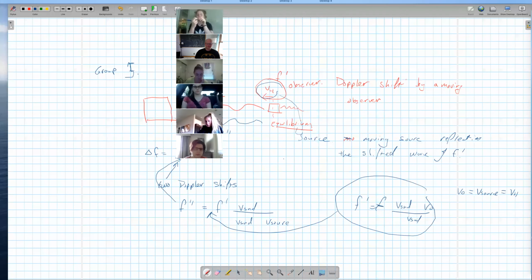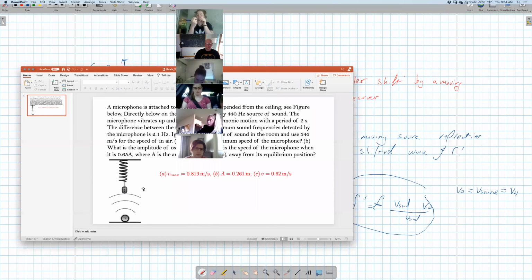So the second one, let's go back to this one. Again, here there's a Doppler effect. What's happening is that when the microphone is moving toward the speaker, it's Doppler shifted up. But when the microphone is moving away from the speaker, it's Doppler shifted down. And what this is saying is that the difference between the Doppler shift up and the Doppler shift down is simply equal to this beat frequency of 2.1 hertz. Okay?